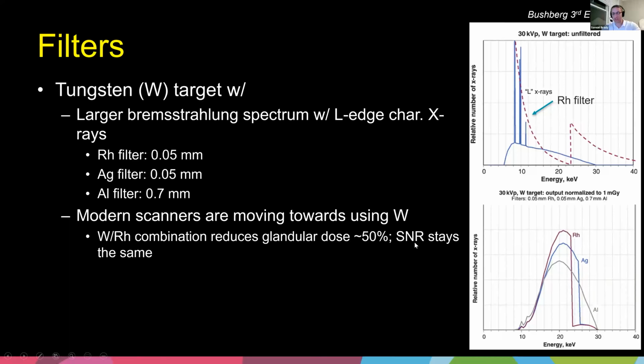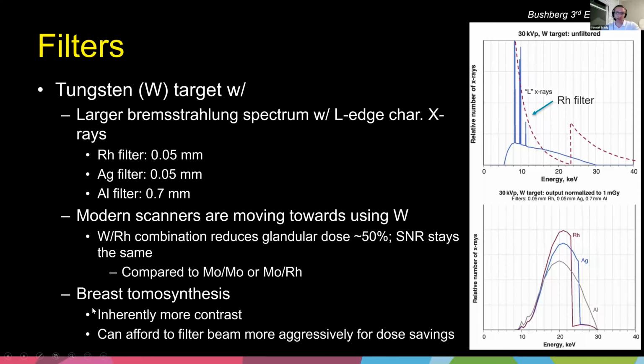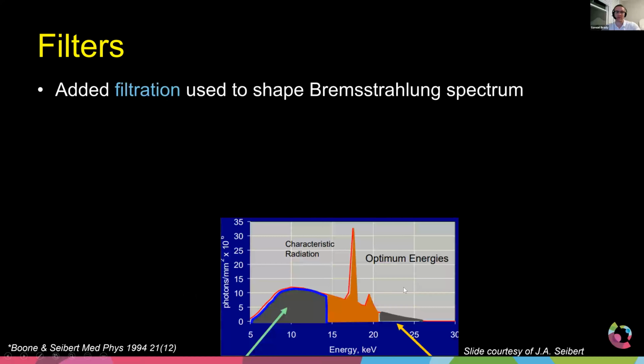But the signal to noise ratio, the SNR, stays basically the same compared to our old film days when we used Moly-Moly, Moly-Rho, or Rho-Rho. And then we'll talk about breast tomosynthesis a little bit later, but basically because we're now doing a sweep, an arc, and imaging multiple different angles, the tube is on longer. We absolutely need a target such as tungsten that has a higher melting point so we have less damage.